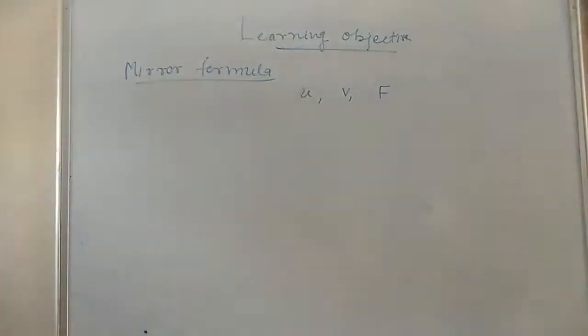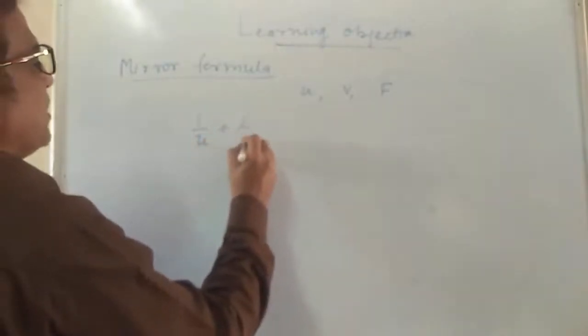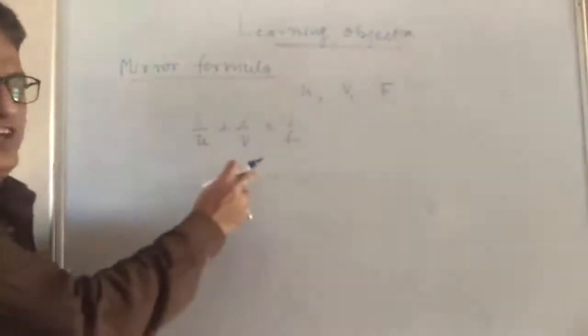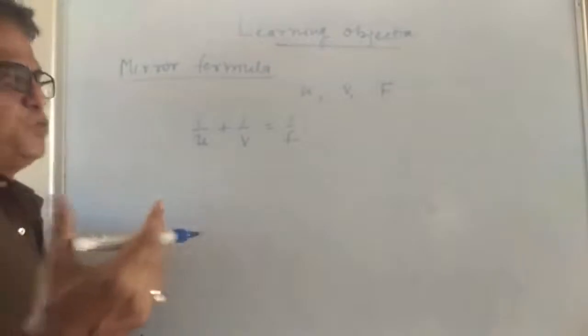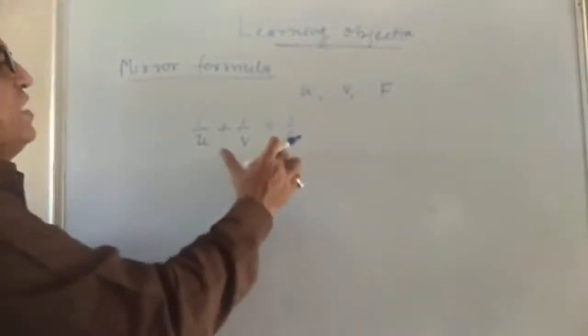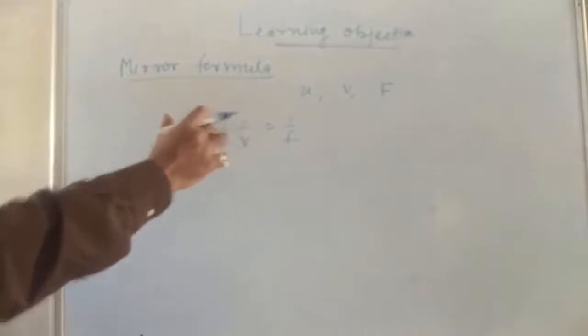Okay, the formula here, my dear children, I can write: 1 by u plus 1 by v is equal to 1 by f. u here is the object distance from the pole. v here is the image distance from the pole. f is the focal length, the distance from the pole to the focus.